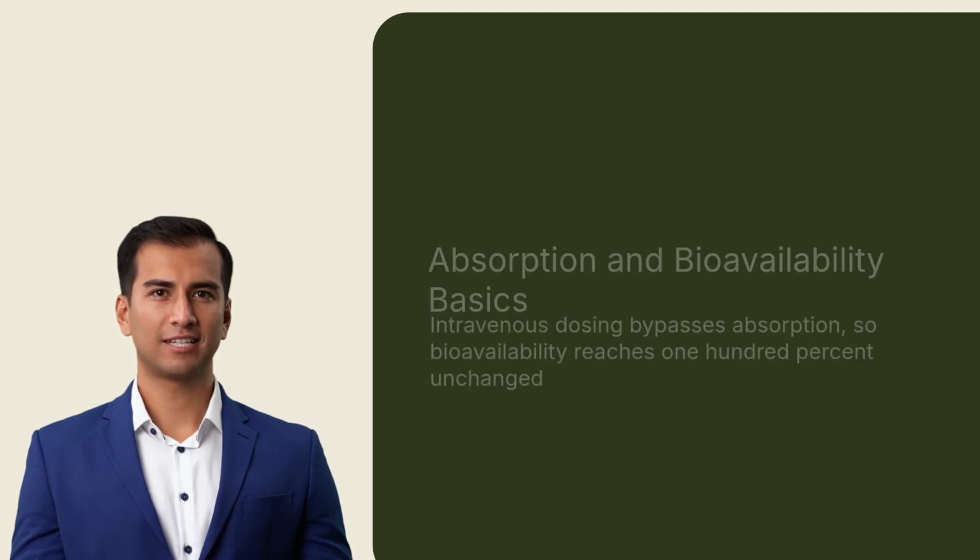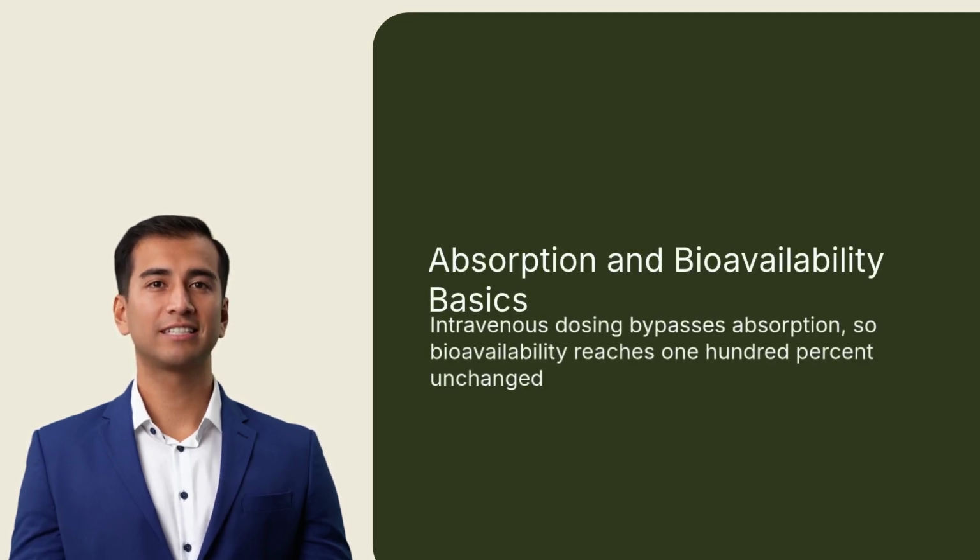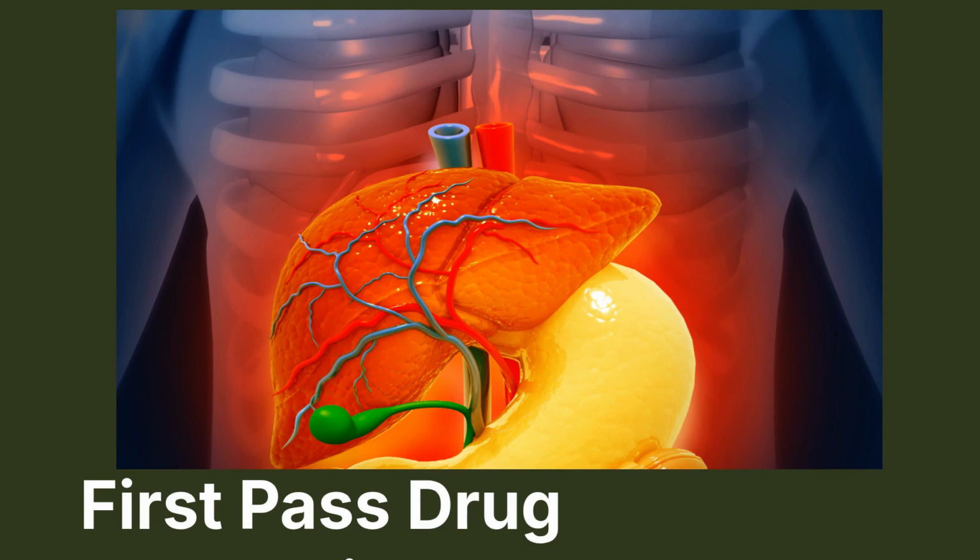Absorption is movement from the site of administration into the systemic circulation. Intravenous dosing bypasses absorption. Bioavailability is the fraction of a dose that reaches the systemic circulation unchanged, and for intravenous dosing, it is 100%. An oral dose enters the portal vein and passes through the liver before reaching the rest of the body. First-pass metabolism removes drug during that first journey through the gut wall and liver. High first-pass drugs can show low and variable oral bioavailability.